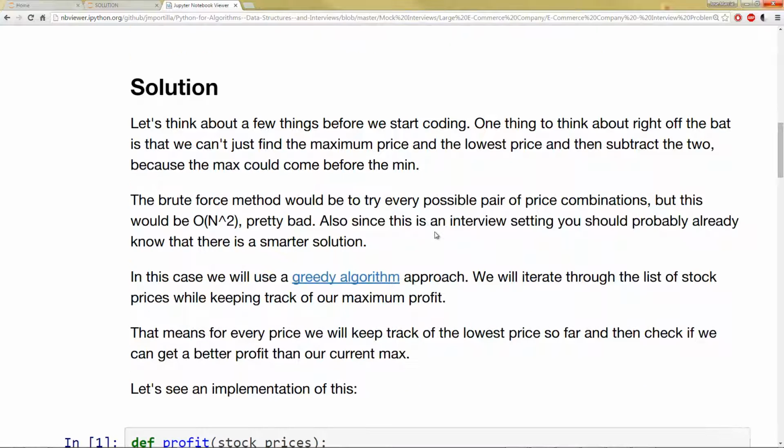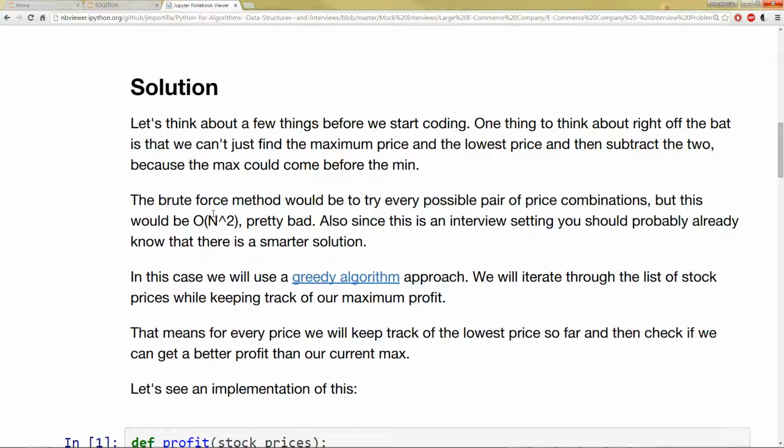Okay, so let's go ahead and think of a few things before we start coding. One thing to think of right off the bat is that you can't just find the maximum price and the lowest price and then subtract the two, because the max could come before that minimum, and then you would have an incorrect solution. So brute force method is just to try every possible pair of price combinations, but that's going to be order n to the power of 2, which is pretty bad.